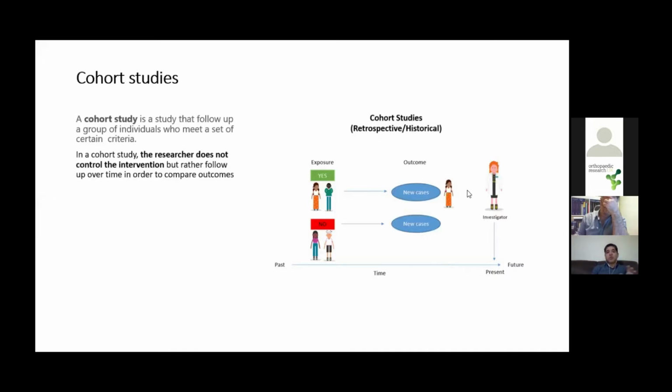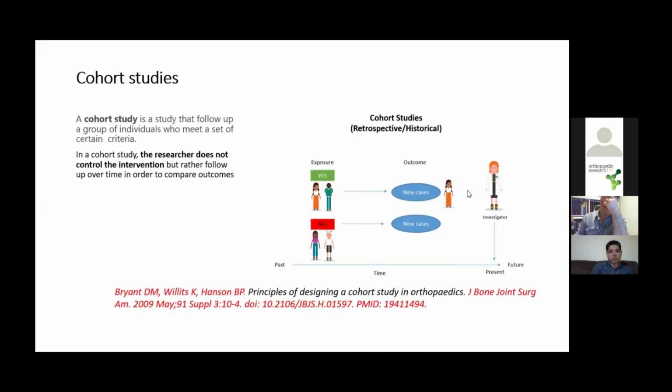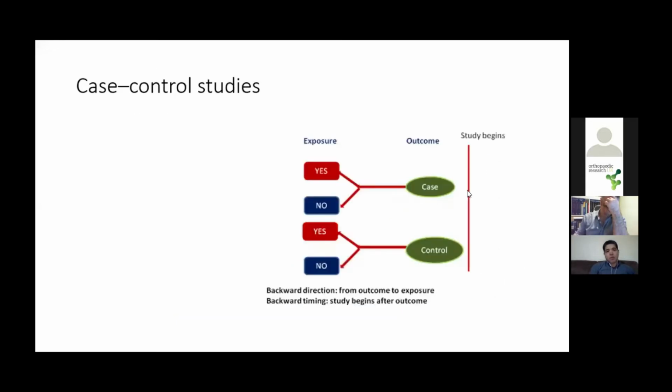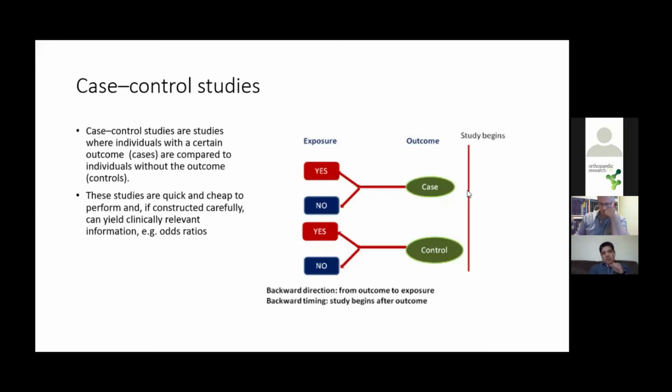So there is no control here, because you compare something in the past, not in the future. And there is the case control study. It is almost the same as a cohort study. I usually get confused between them, especially in the MCQ.